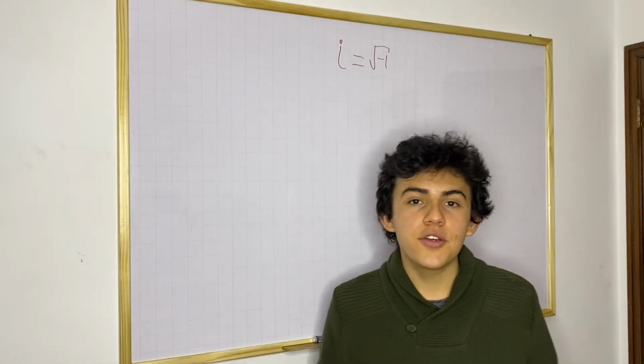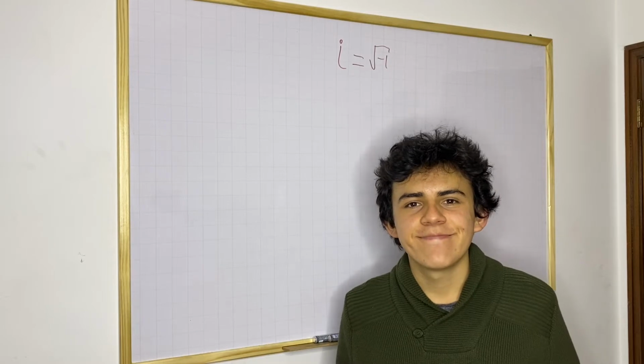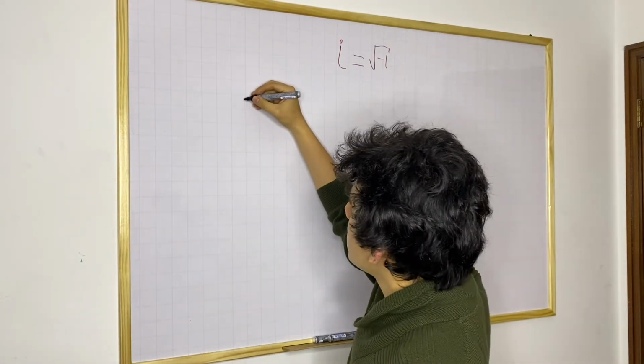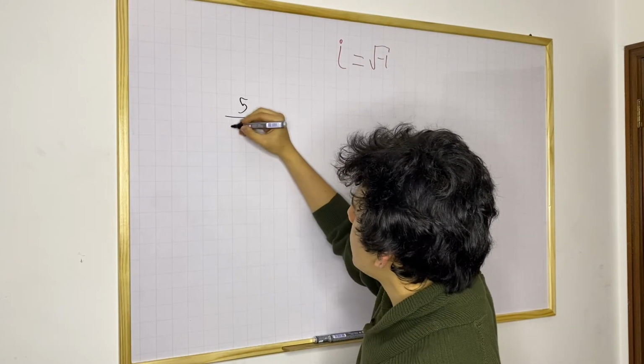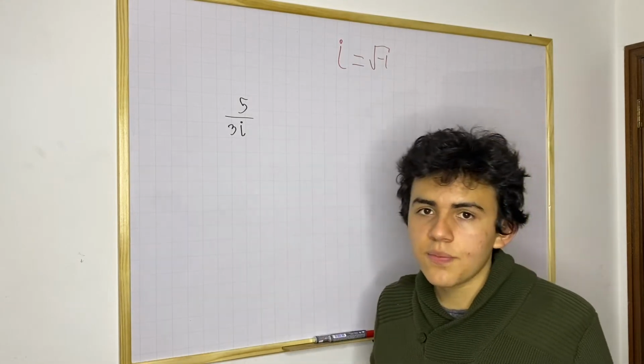Hey guys, today I want to show you how you can simplify quotients of complex numbers. So let's do some examples. Let's suppose we have the following number: 5 over 3i. Now how do you simplify this?